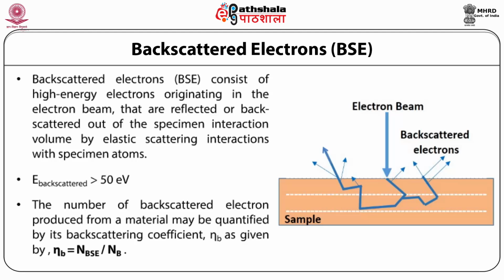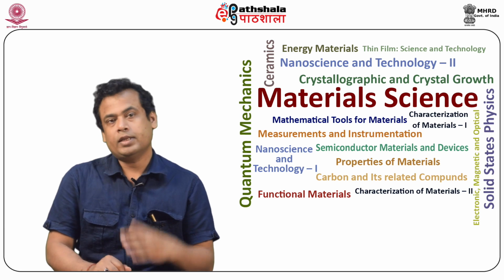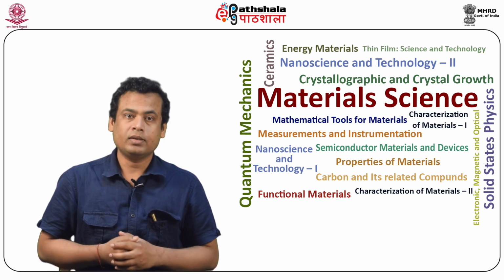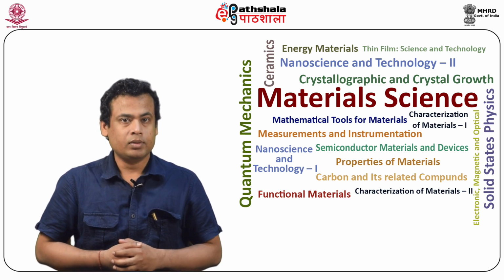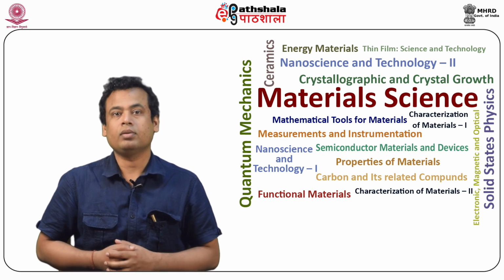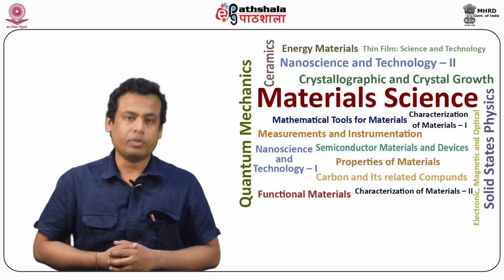Neglecting the effects of E0, the above equation, eta b equal to n BSE divided by NB, yields a good approximation for the coefficient eta b. The backscattered electron responds to composition, allowing atomic number or compositional contrast. There are a few factors affecting the backscattered electron emission. The first one is the atomic number. The backscattered electron coefficient increases with increasing atomic number.